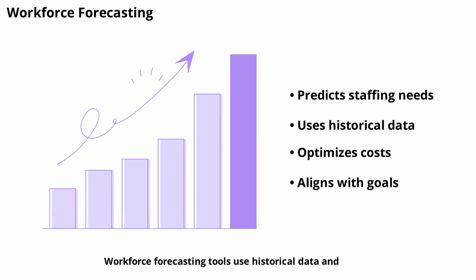Workforce forecasting tools use historical data and predictive analytics to estimate future staffing needs. By analyzing trends in hiring, turnover, and business growth, HR can anticipate demand and plan accordingly. This feature helps organizations avoid understaffing or overstaffing, optimize labor costs, and align workforce planning with business objectives. Accurate forecasting is a cornerstone of effective resource planning.